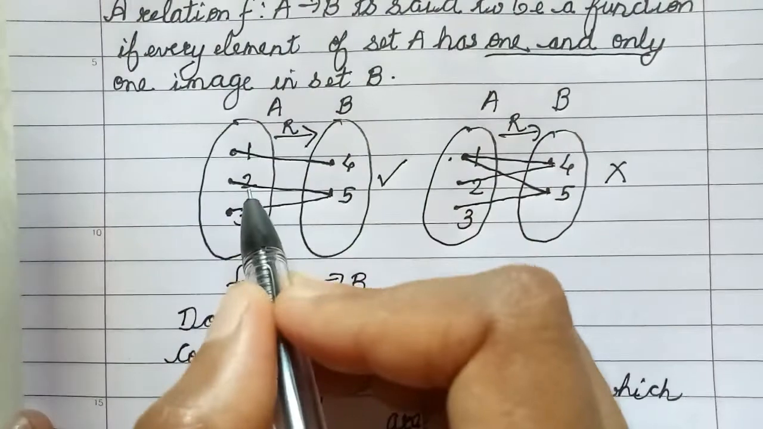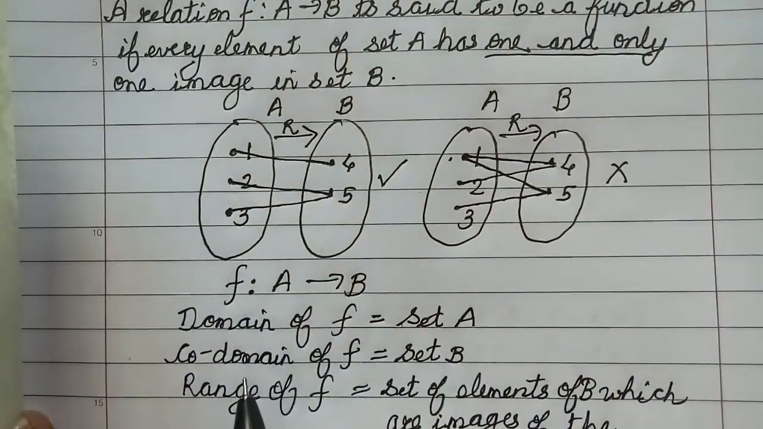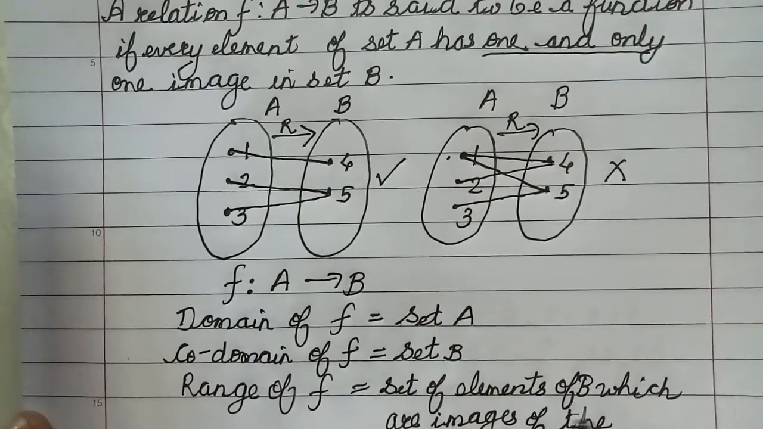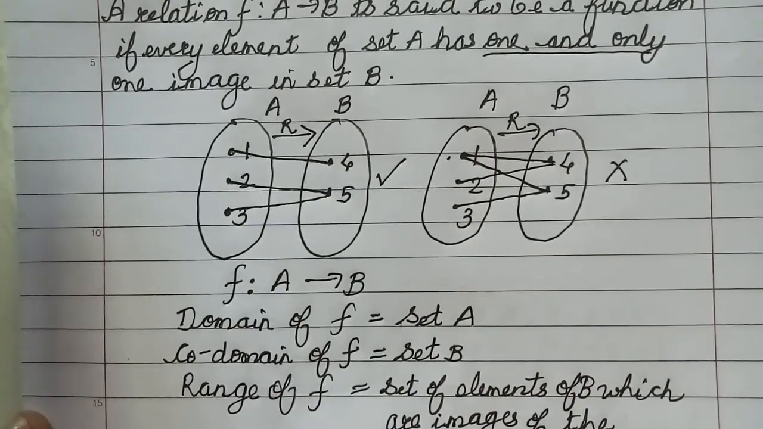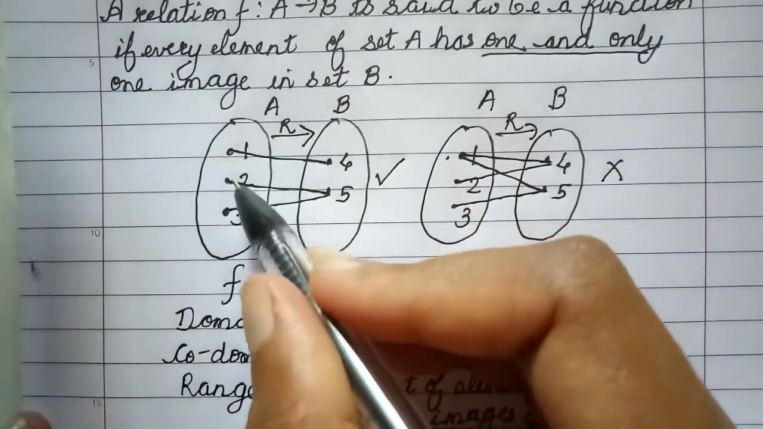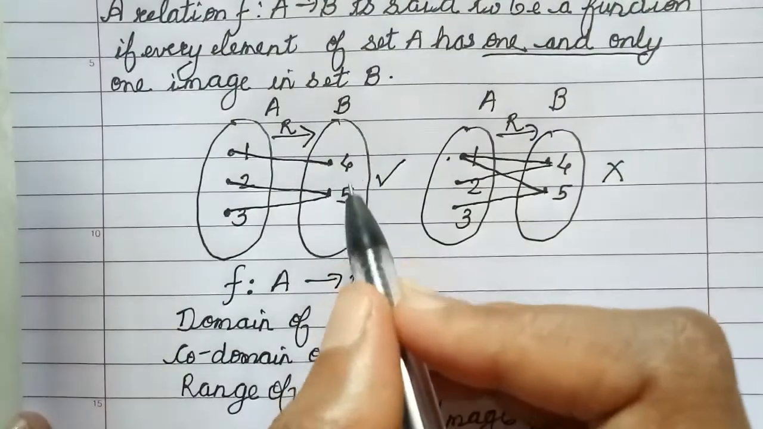So it is 1, 2 and 3. If I look at set B, it will be called the codomain of f, and the range of f happens to be the set of elements of B which are the images of elements of A. That means 4 and 5 are the images of elements 1, 2 and 3, right? So in my range of f, my elements will be 4 and 5.